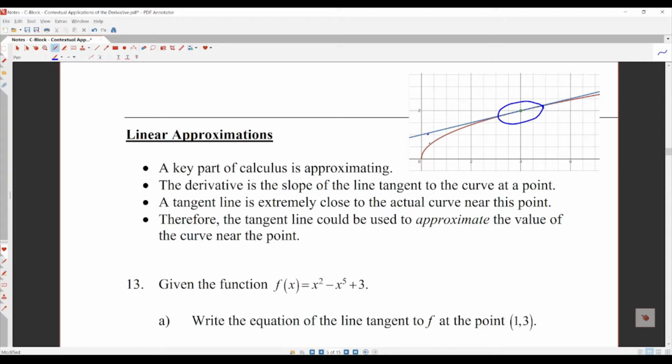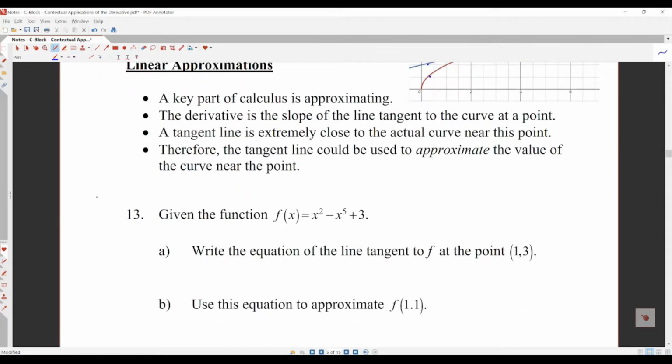The further you get away from the point of tangency, the further away the value of the function and the value of the tangent line are. Okay, so that's the whole gist of this. A key part of calculus is approximating. The derivative is the slope of the tangent to the curve at a point along the way. A tangent line is extremely close to the actual curve near this point. Therefore, we can use the tangent line to approximate.